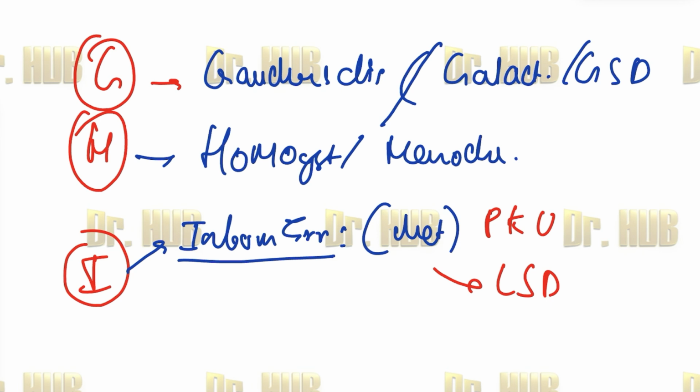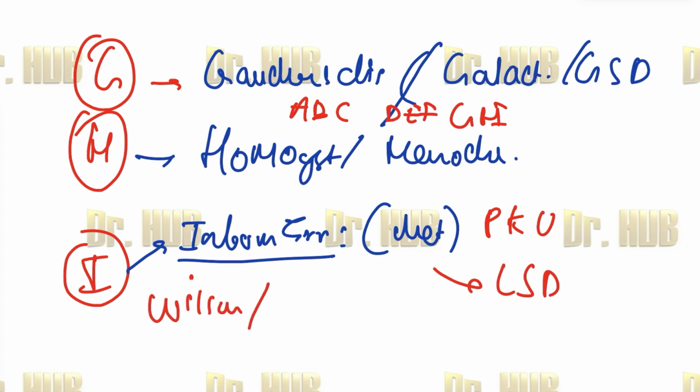So now what are the other conditions which can cause autosomal recessive inheritance? Autosomal recessive is where we spoke about the ABC, DEF and the GHI mnemonic. The other conditions include Wilson's disease. Next, there is also sickle cell anemia, as well as thalassemia.